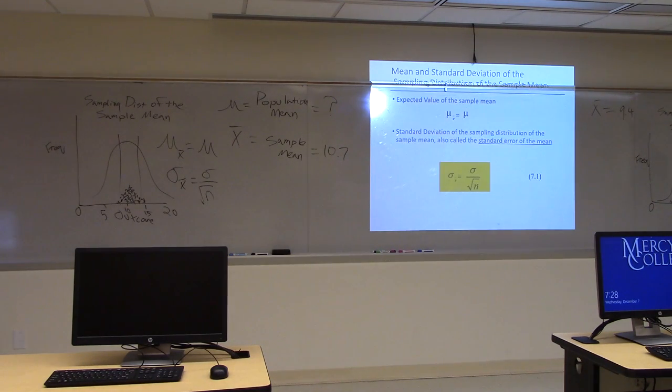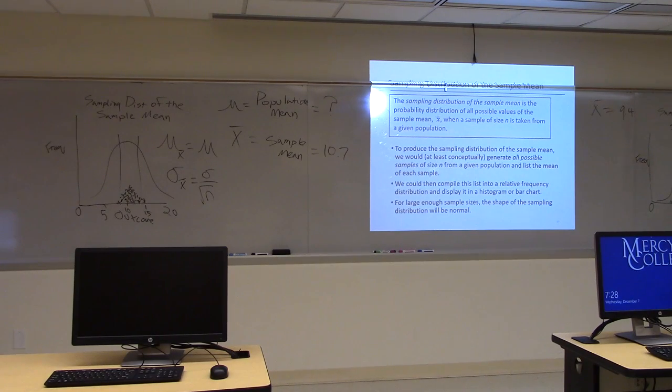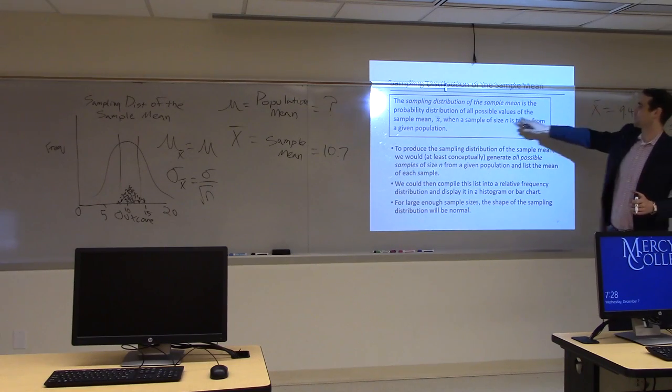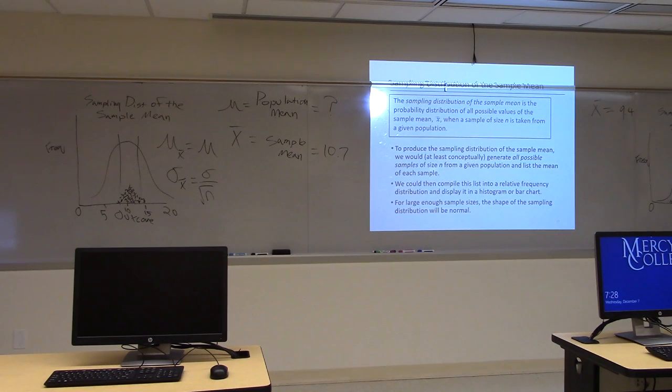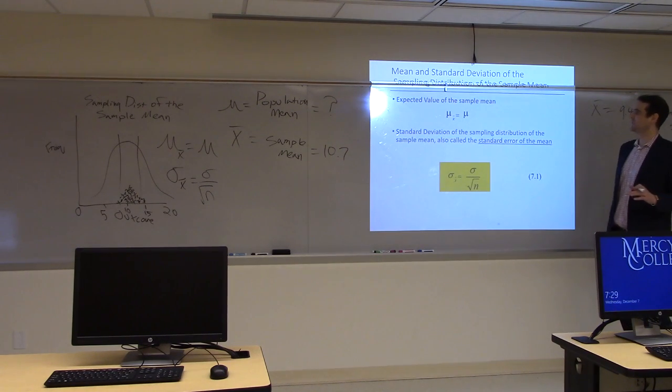All right. So the sampling distribution of the sample mean is the probability distribution, which we did, of all the values of the sample mean when a sample size of n is taken from a given population. To produce this, we would at least conceptually generate all possible samples of that size. We would do this an infinite number of times, and put this in a frequency distribution. And for large enough sample sizes, size of 30 or more, this is normal. That's the key. We can assume it's normal.